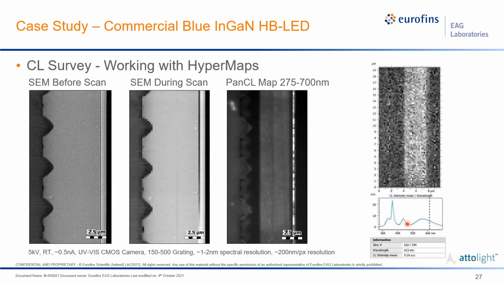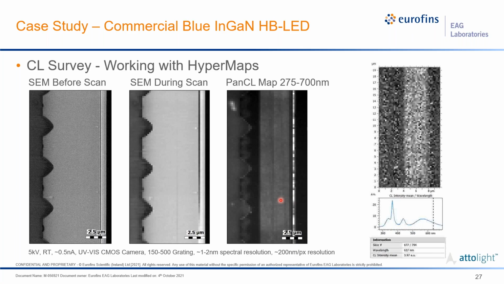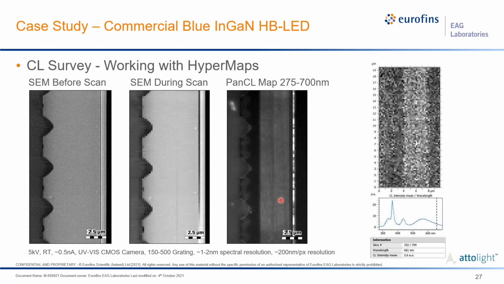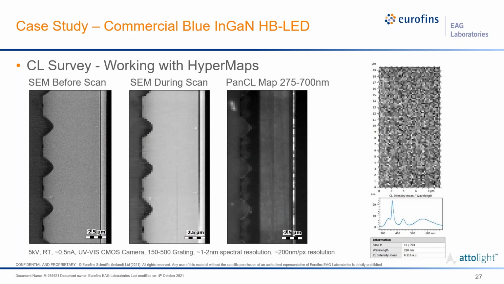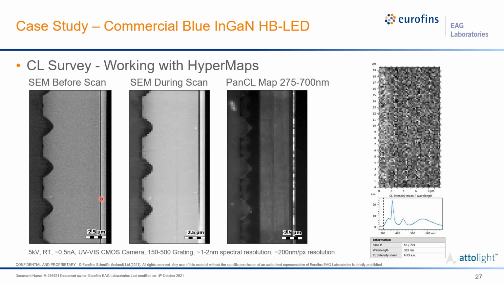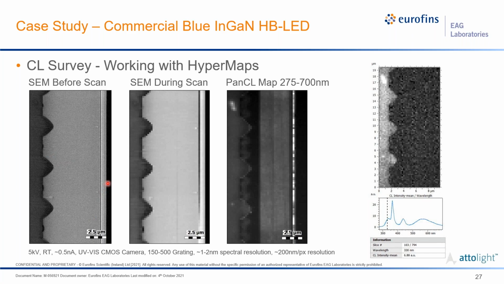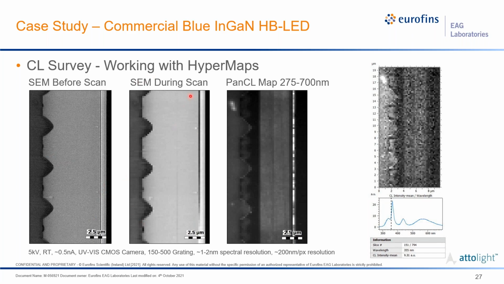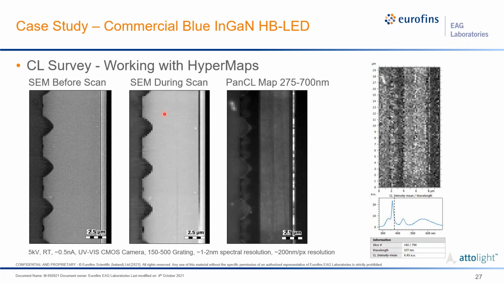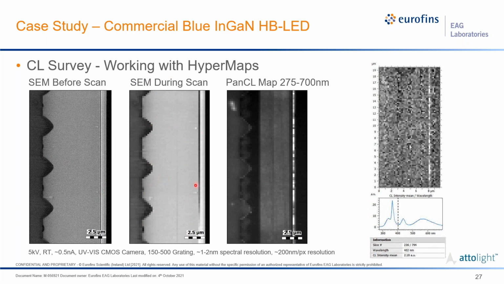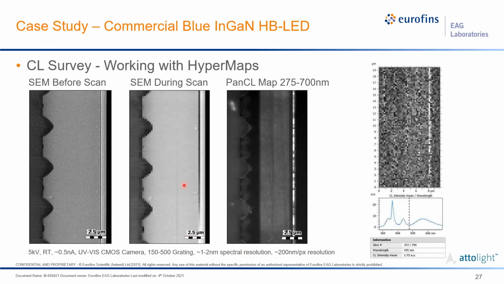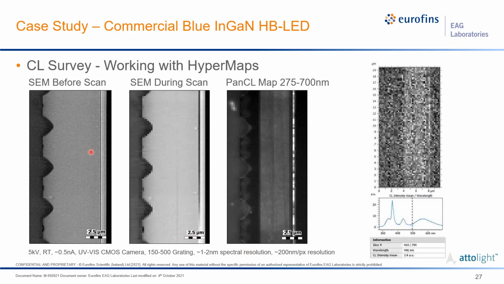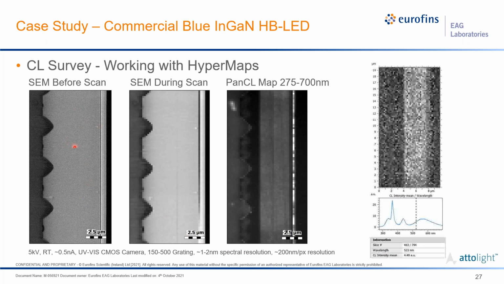So ultimately, we're having to make reports and boil this very complex data down into these two-dimensional images. Here on the left, we take an SEM image of the area before, and then we take an SEM image while we're scanning, and you can see that the resolution of the CL scan is significantly lower than a typical SEM image. The actual dwell times are on the order of milliseconds versus fractions of milliseconds for a typical SEM image, right?